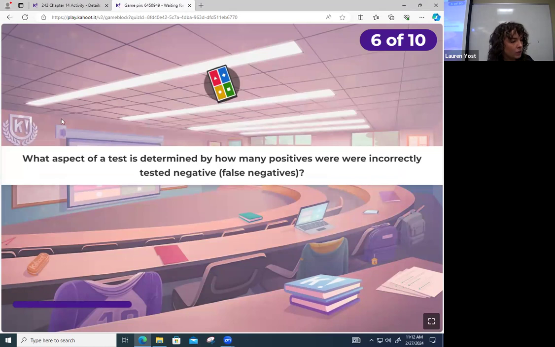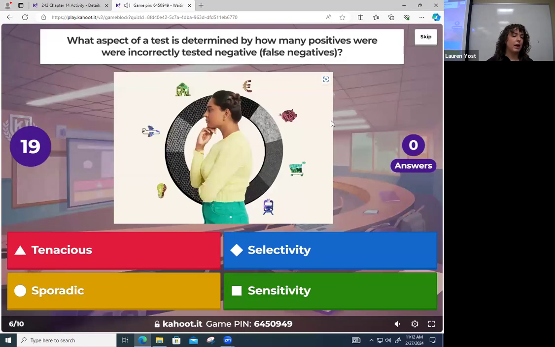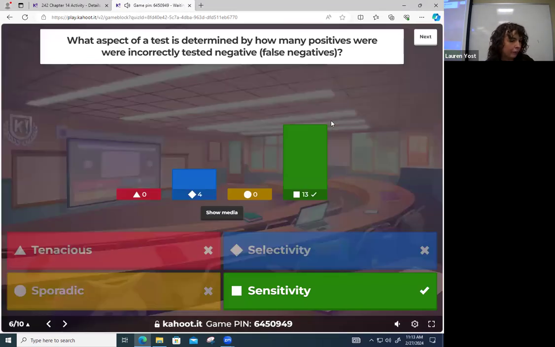Okay, what aspect of a test is determined by how many positives were incorrectly tested as negatives? It's determined by how many false negatives there are. You want to reduce the false negatives. All right, good job, guys. That is sensitivity. Yes. Getting it.